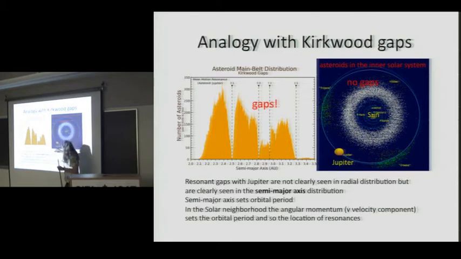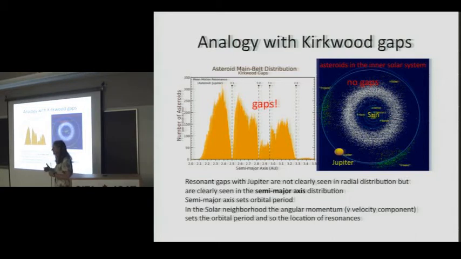But if you plot in terms of semi-major axis, then you start seeing the Kirkwood gaps. In hindsight, that's kind of obvious, right? Because the semi-major axis sets the period of the orbit. And so if there's a resonance with something, you're only going to see it if you plot orbital period. So in the galactic setting, what sets the period? Well, the thing that sets the period is the angular momentum.